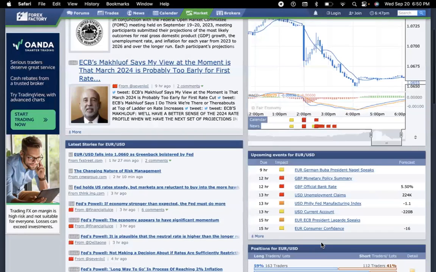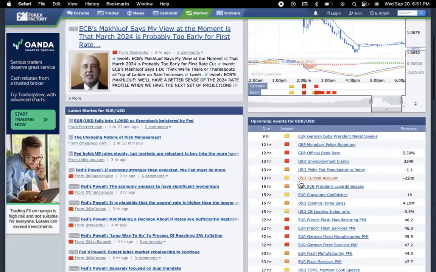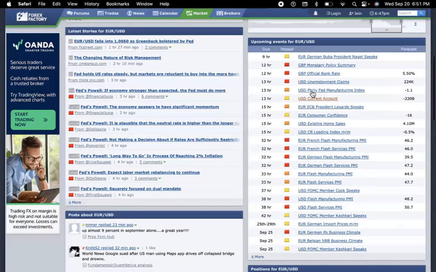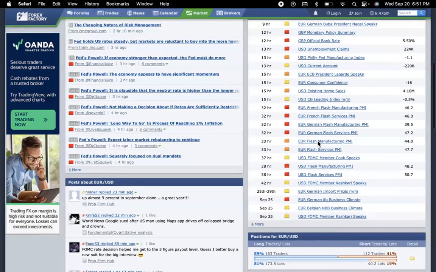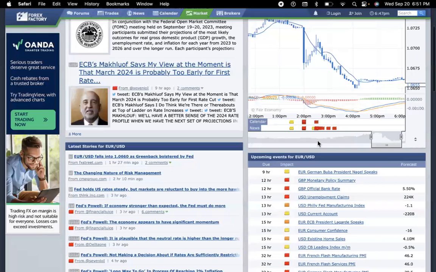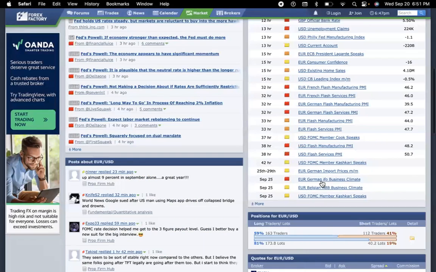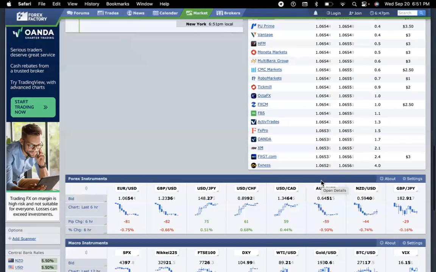You can see upcoming events for Euro USD. So it looks like these next couple of hours, right? Even more news. These next couple of hours, this entire week for USD is looking a little bit shaky. So if you are trading any USD crosses or any Euro crosses, make sure that you are double checking your news and really seeing what's going on.